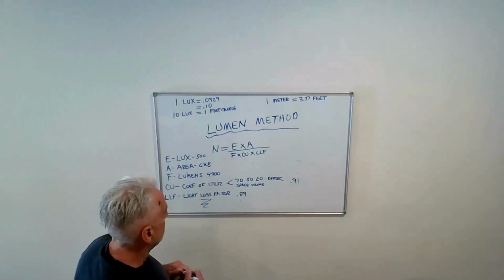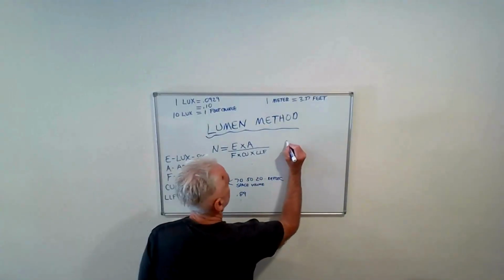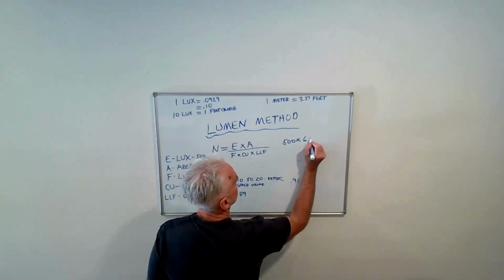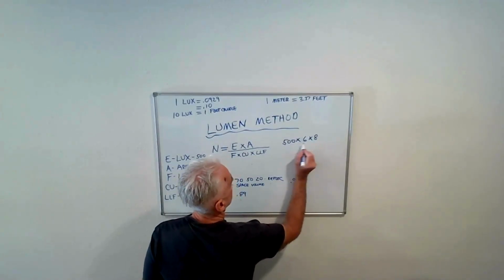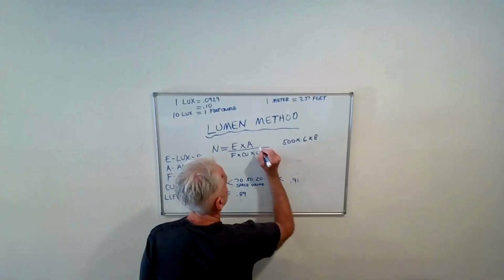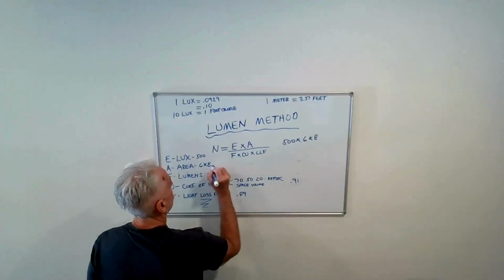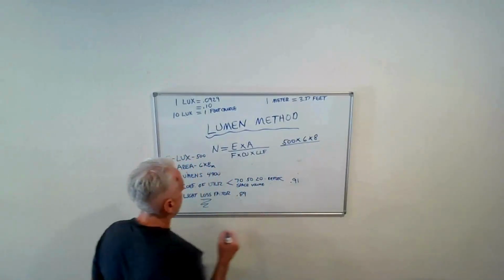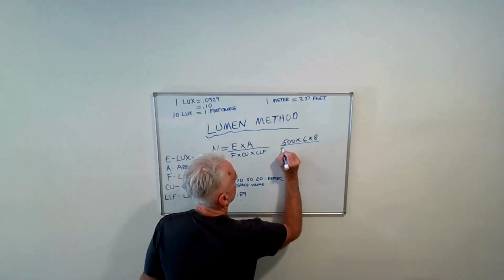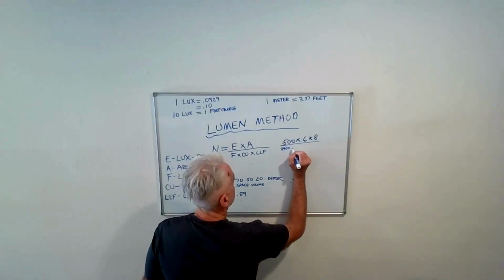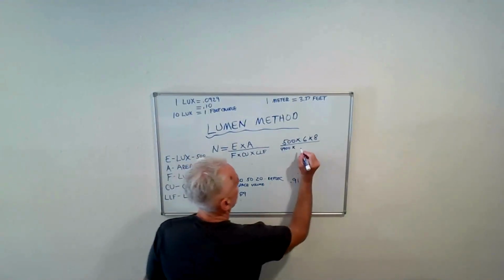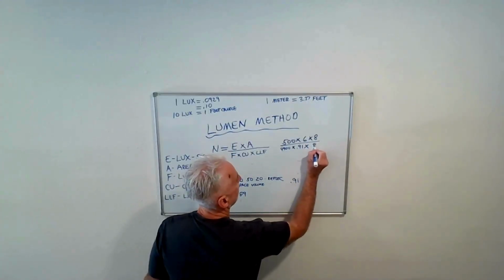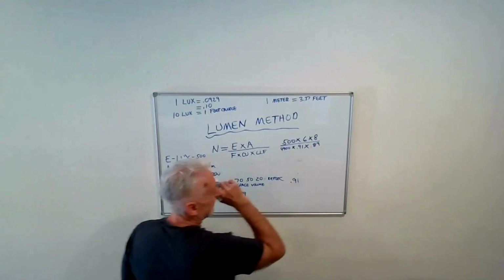So we set up the calc. We got 500 times 6 times 8, our area, 6 by 8 meters. This is all in meters, by the way. We're doing lux, and this is meters. Divide that by 4,900 times 0.91 times 0.89. So this math is easy.